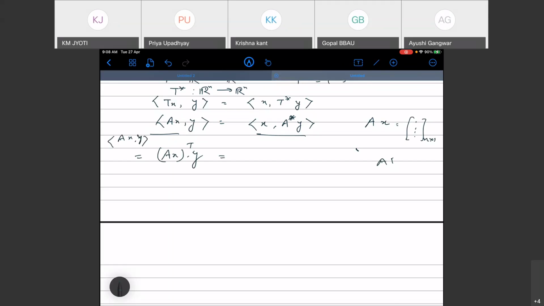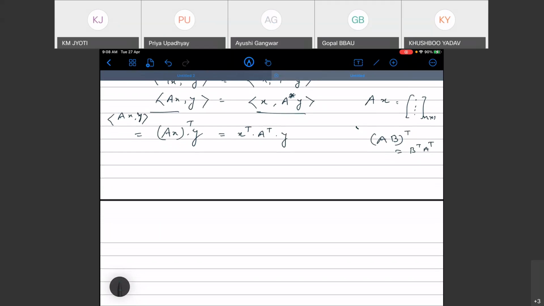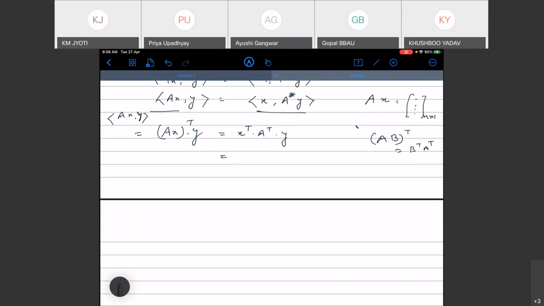But you know, for two matrices, (AB) transpose is B transpose A transpose. So this is x transpose A transpose y. You know matrix multiplication is associative.